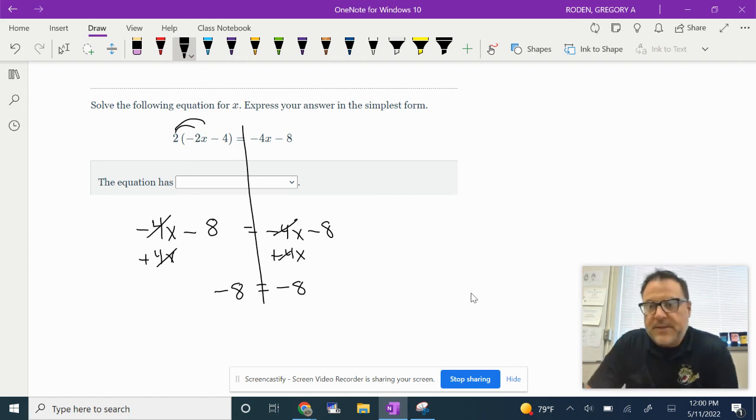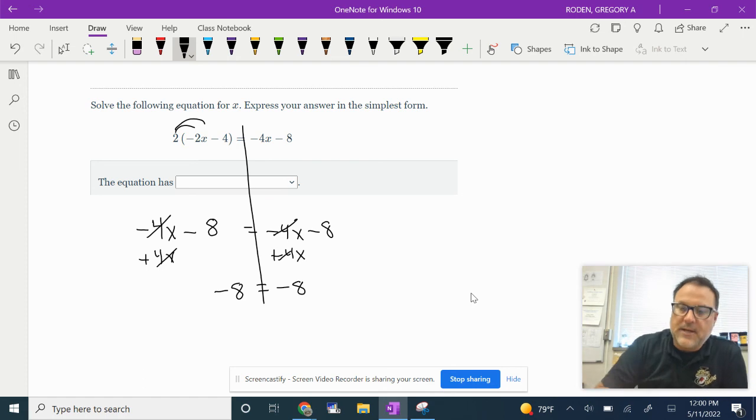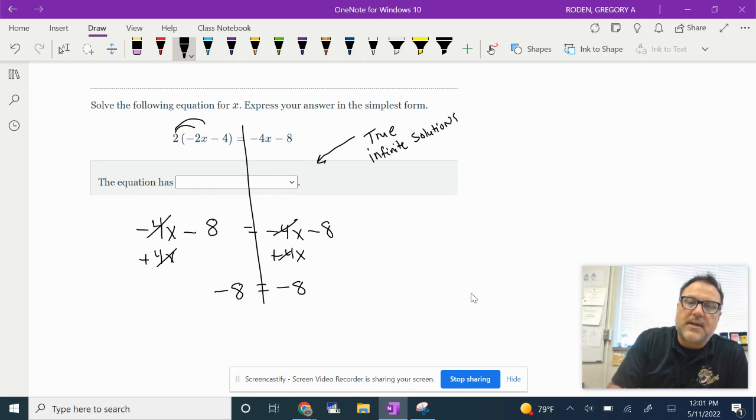Is that true? Is negative 8 always equal to negative 8? Yes, negative 8 is equal to negative 8. So that's true. So we're going to click on that, and that means there's going to be infinite solutions. Infinite solutions. Okay, I think that's what it should say when you click on that, and you're done.